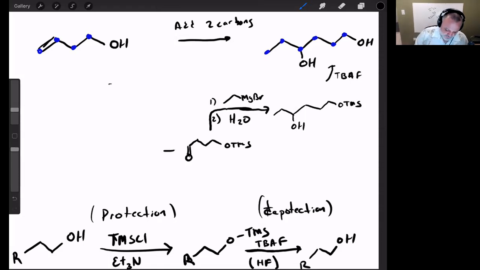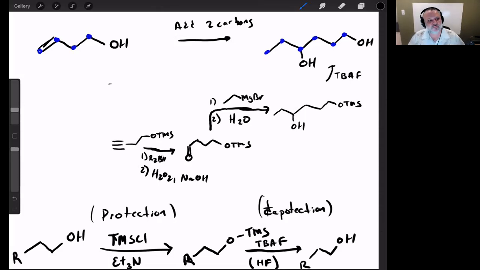And if I remember how to do that, if I have an alkyne, 1, 2, 3, 4, and there's my OTMS, and I react that alkyne with R2BH, H2O2, and sodium peroxide, it will form an anti-Markovnikov alcohol, which would be an enol, but the enol tautomerizes into an aldehyde. And so this is a functional way to make the carbonyl group.